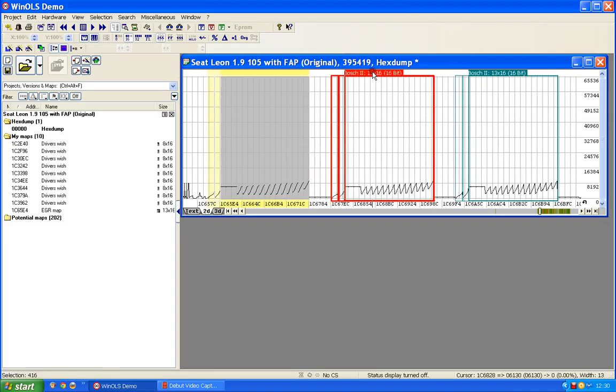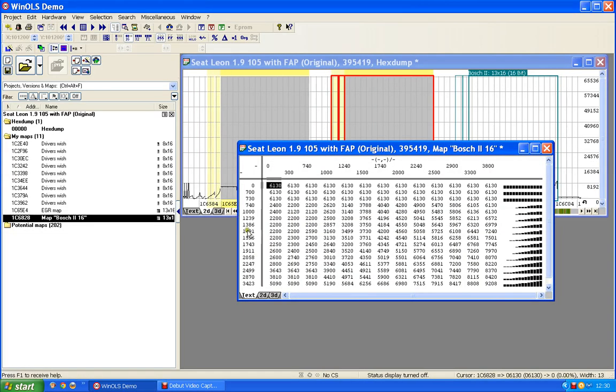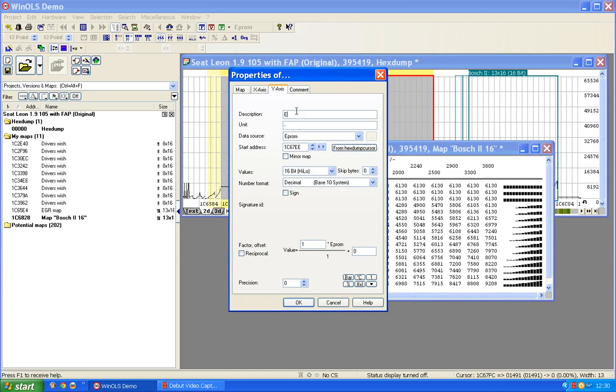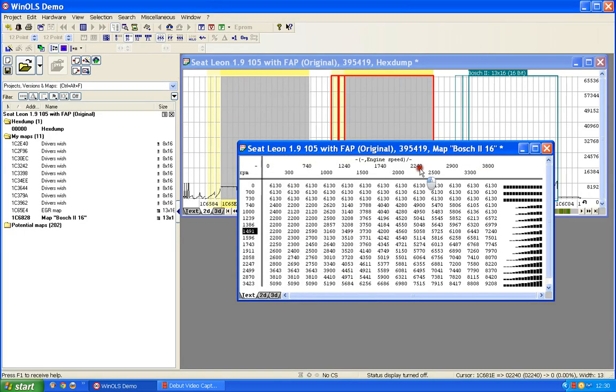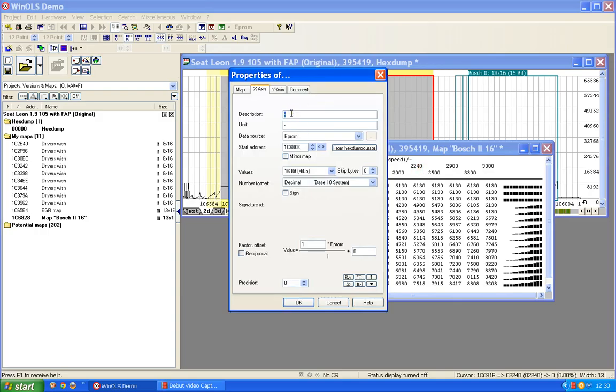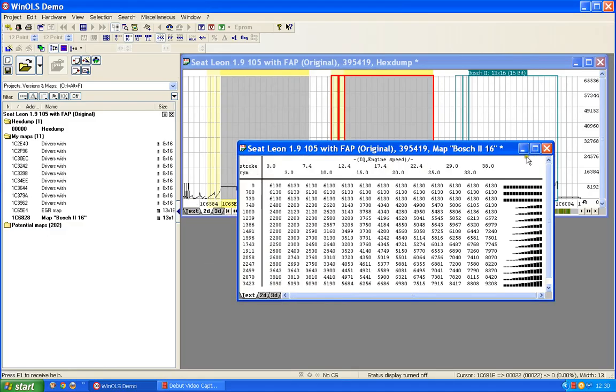Now let's have a look. Is this the same? That one we decided would be engine speed. And there we'll have revs per minute. We don't need to change anything else. Let's have a look now. We decided that would be injection quantity, so I'll just call that IQ. Milligrams per stroke, and we'll use 0.01, and we'll go for 1 degree of precision. Let's have a look. That seems reasonable.